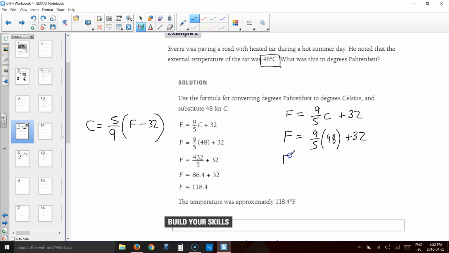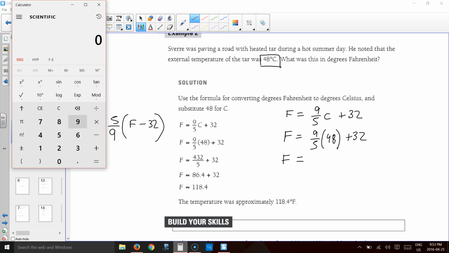Let's keep crunching this down. Okay, let's do the multiplication first because according to BEDMAS or order of operations, we should do multiplication before we do addition. So 9/5 times 48, let's just simply take out our calculator. 9 divided by 5 equals, and then take that amount, so we convert it to decimal, and then multiply by 48. There we go, 86.4.